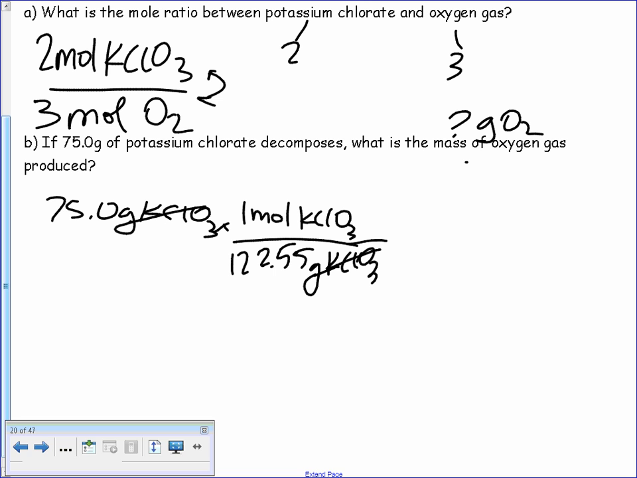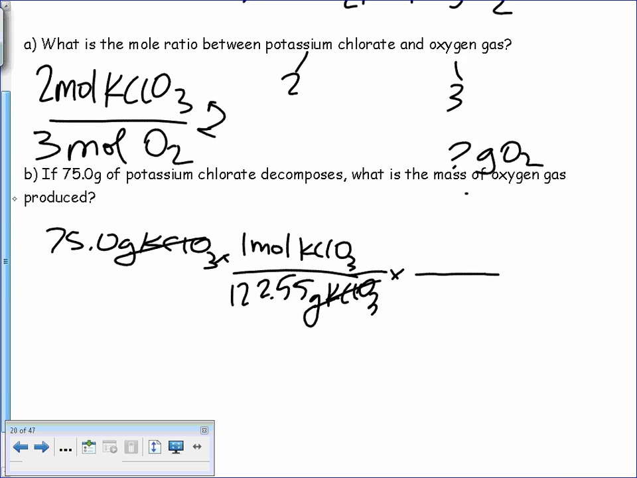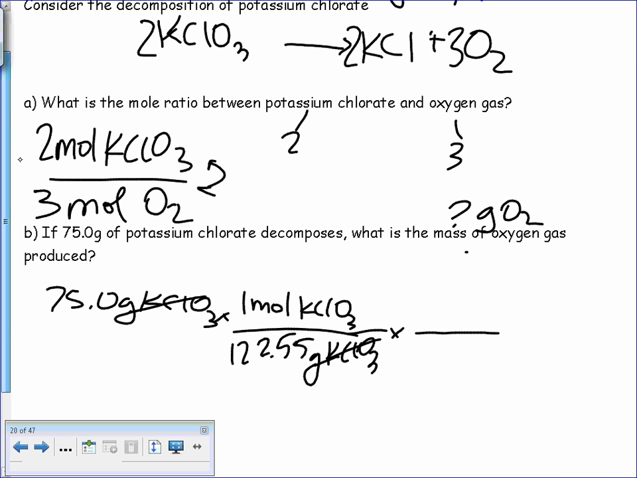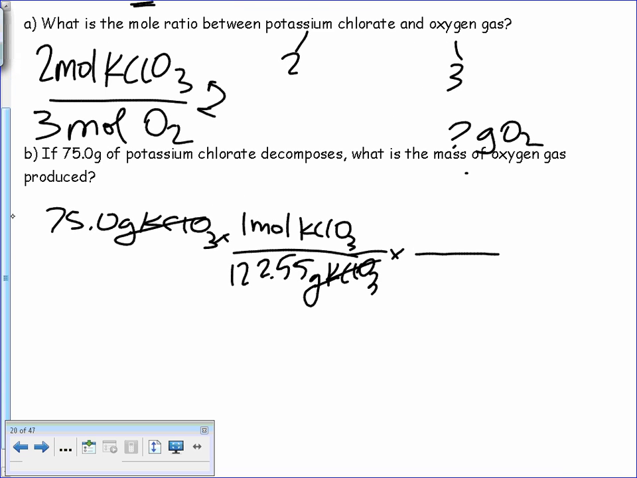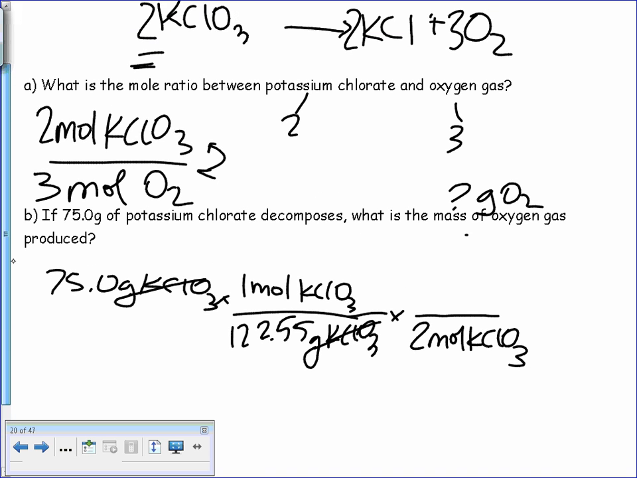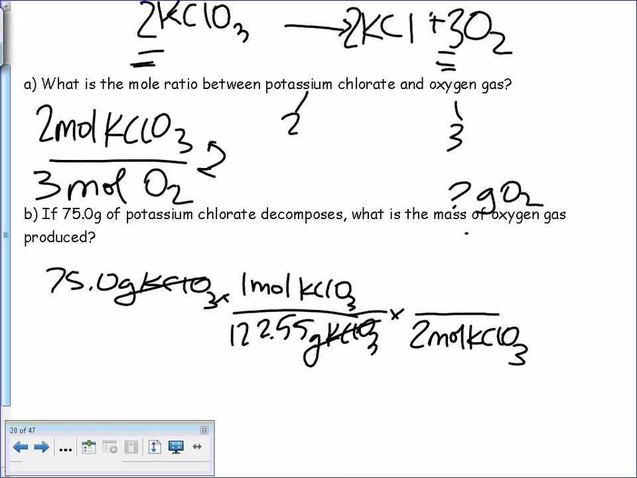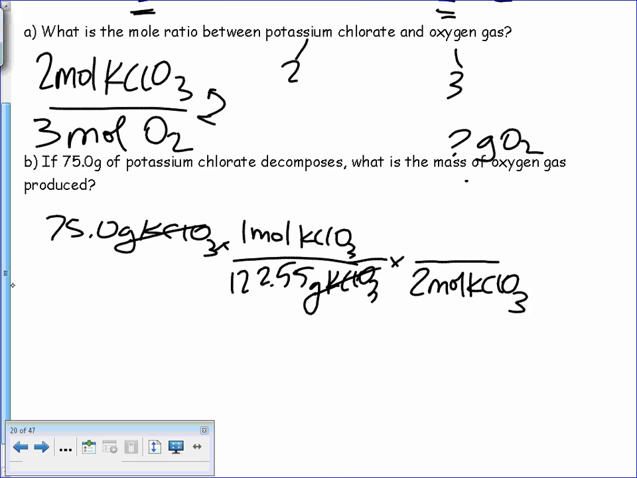So you put 1 mole of potassium chlorate on the bottom. Ooh, but where are you getting the numbers from? Yeah, you know your units. You just got to find the numbers. So what number went with potassium chlorate? Okay, so 2. I'm going to put 2 moles of KClO3 on bottom. And oxygen? 3, because the coefficient says 3. So don't make up numbers. You've got them in front of you.